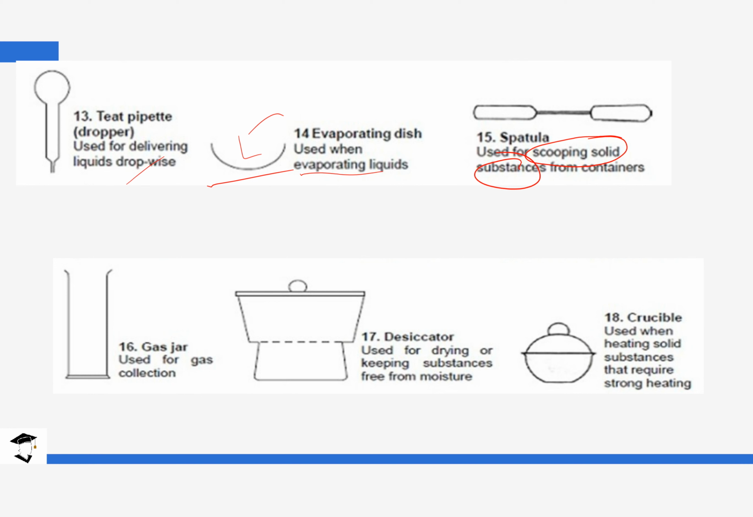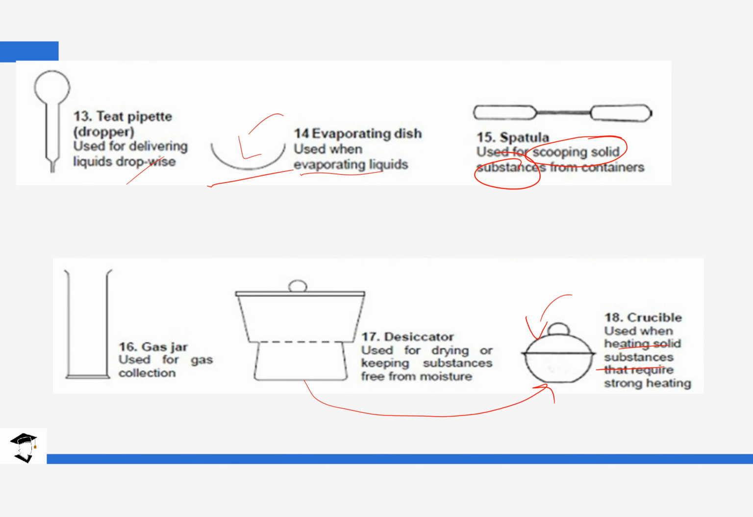The desiccator is huge, is large, and it is usually used for keeping or drying substances free from moisture. It's a bit different from the crucible, because the crucible is used for heating solid substances, which is different from the evaporating dish, which is used for evaporating liquids. This one is the one that requires strong heating. If you have a solid substance that requires strong heating, you heat it in the crucible and you close the lid. The desiccator, on the other hand, just keeps things inside there to keep them dry, away from moisture.